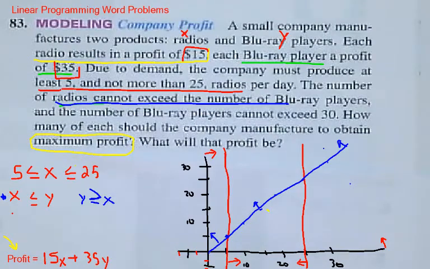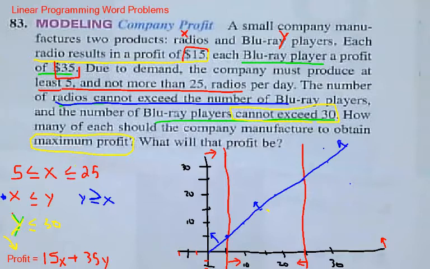Green, green, green. And it says Blu-ray cannot exceed 30. Well, what is that? Blu-ray cannot exceed 30. That would mean that the Y values have to be smaller than, I guess that's not working very well. Let's use yellow. Yellow is very nice. There we go. The Y values have to be smaller than, or less than or equal to 30, because it says the most you can make is 30.